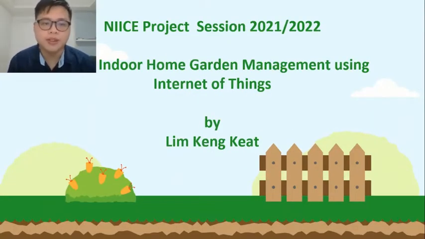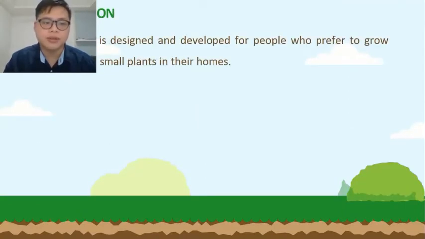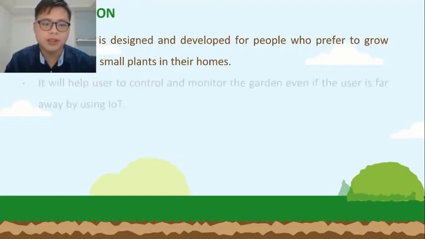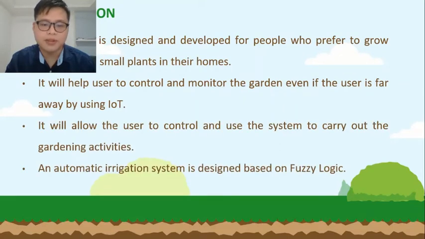Today I'm going to present to you my project, which is the Smart Indoor Home Garden Management using IoT. So I will proceed to the introduction. The project is designed and developed for people who prefer to grow gardens and small plants in their homes. It will help the user to control and monitor the garden even if the user is far away by using IoT. It will allow the user to control and use the system to carry out gardening activities, and the automatic irrigation system is designed based on fuzzy logic.